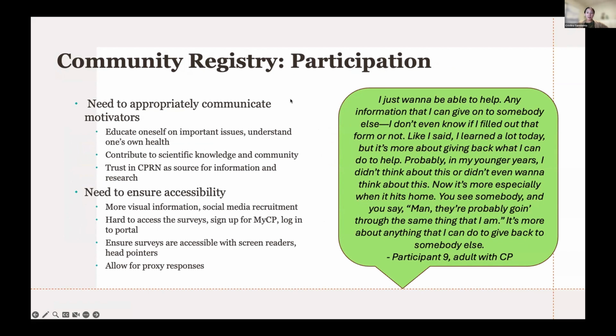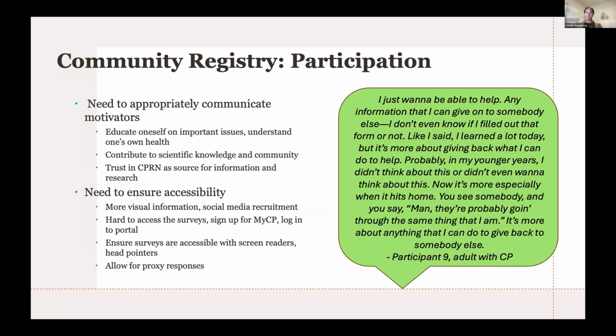People shared with us their views and perspectives on participating in the registry. What we learned is that it's really important for us to appropriately communicate the motivators, or the reasons, to participate in the registry. This included things like being able to educate oneself on important issues, understand one's own health, as well as contribute to scientific knowledge in the broader community. Several participants shared with us that they trusted CPRN as a source for information and research, and so this could hopefully be a facilitator to participating in the registry.